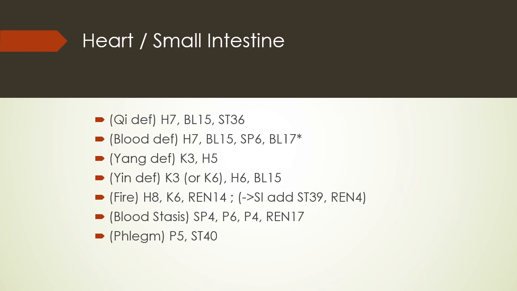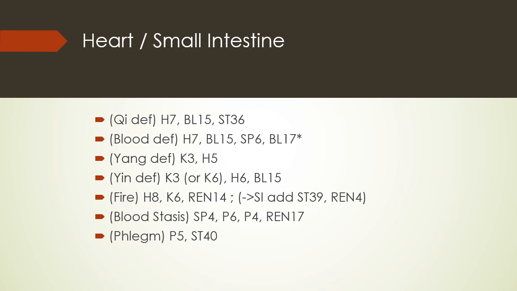For qi deficiency, heart 7, the source point, bladder 15, the back shu point, along with stomach 36, tonify qi. For blood deficiency, heart 7, bladder 15, along with spleen 6, bladder 17 with moxa. For yang deficiency, kidney 3, because the kidney yang is the foundational yang of the body, along with heart 5. You can use heart 7, but heart 5 commonly is used, particularly in cases where you have yang deficiency or even heart qi deficiency.